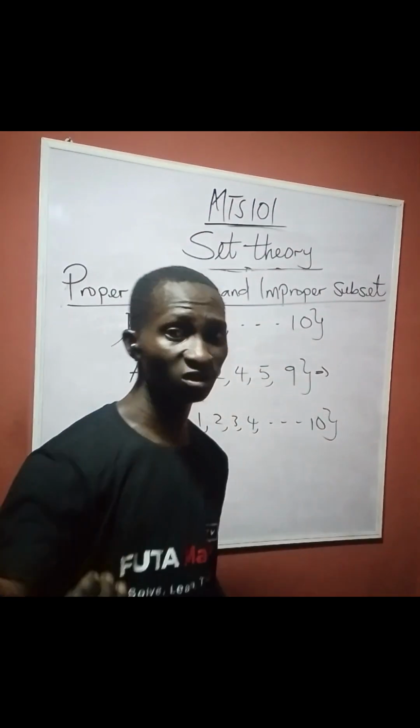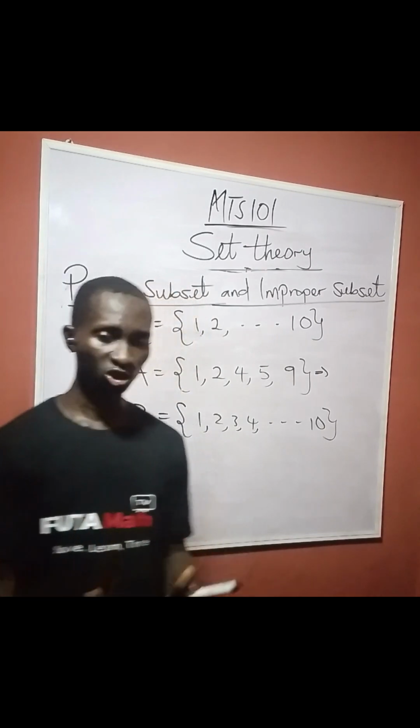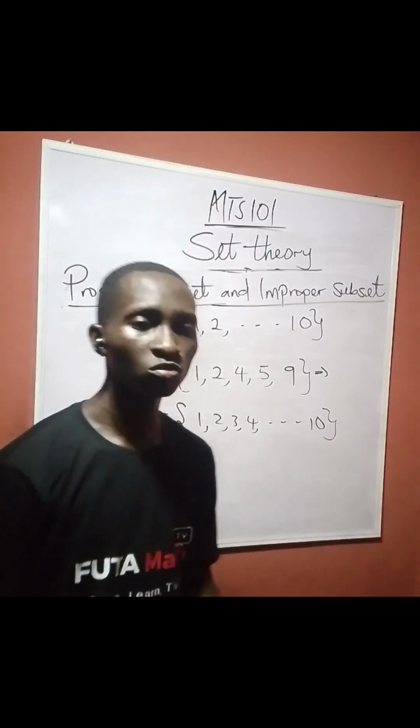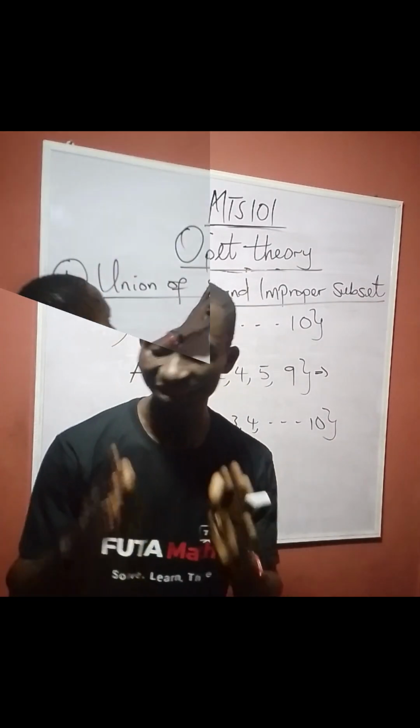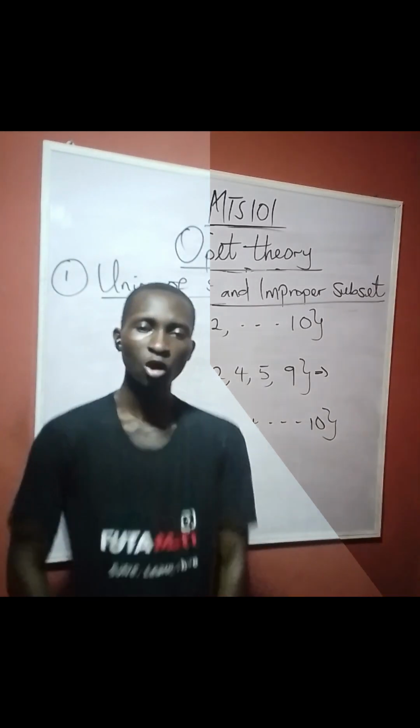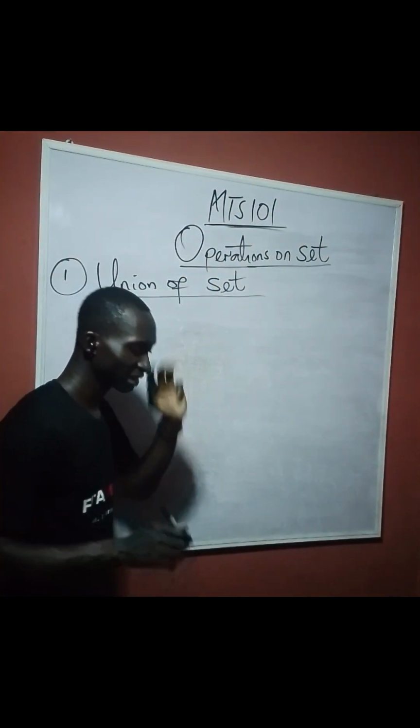Now, after knowing this, we also have what we call a disjoint set. I will introduce a disjoint set when we get to operations on sets. So the next thing we want to move to is operations on sets. So the first one we're going to talk about is union of sets.